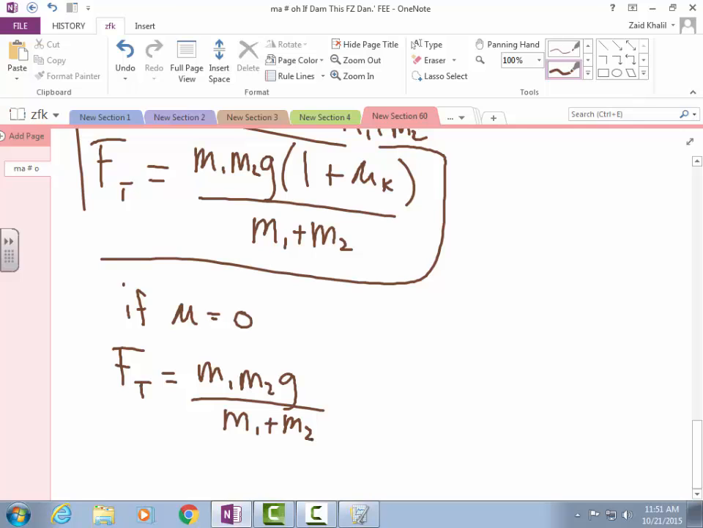But anyhow, it's a good mnemonic to keep the 2 in mind. The hanging Atwood versus the table Atwood: the tension in the hanging Atwood is double the table Atwood. So now let me try a different problem. And this problem is actually quite interesting. This is the one that you guys probably have the most experience with.